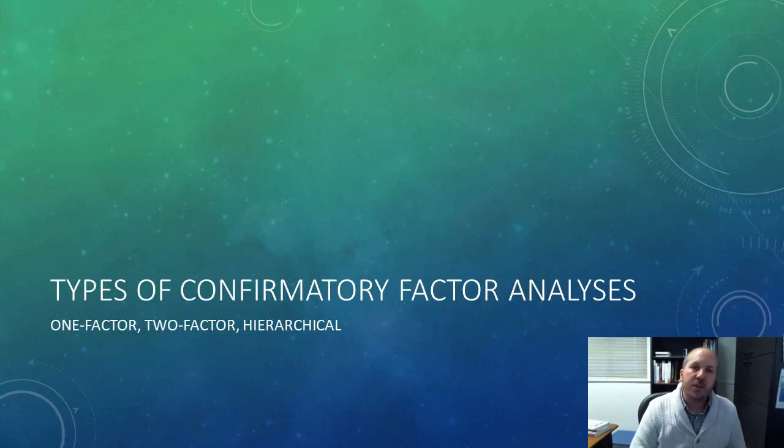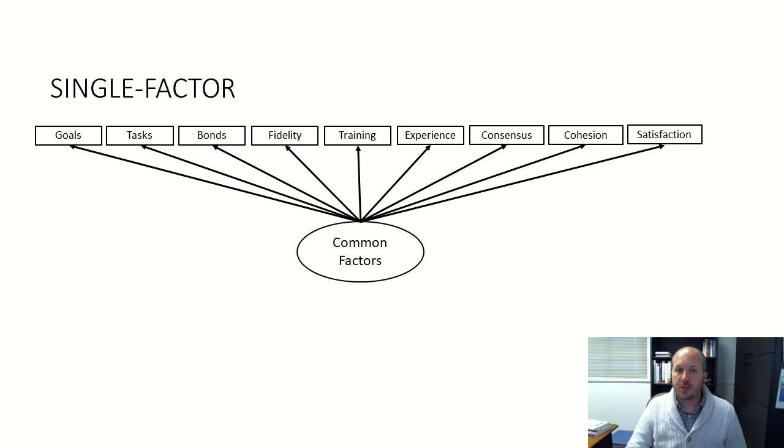So to begin, I want to talk about the different types of confirmatory factor analyses that you can do. And these are all based on just how many factors you have and how they're related to each other. So the most simple is the single factor. So this is just where you have one factor. As an example here, this is common factors as a latent construct, and we have goals, tasks, and bonds, fidelity, training, experience, consensus, cohesion, and satisfaction, all measures that indicate common factors.